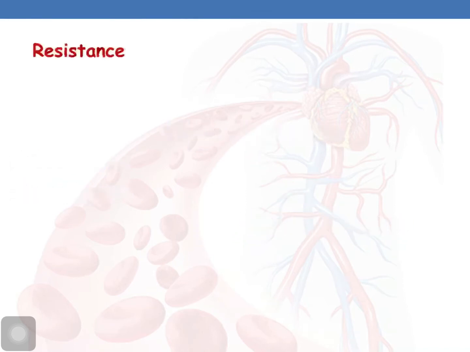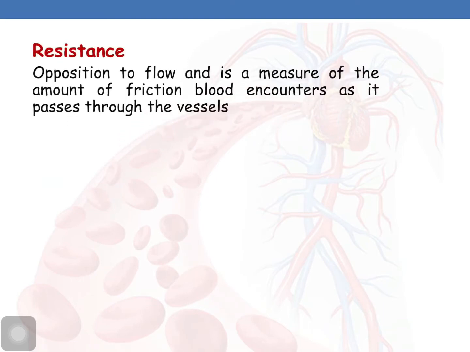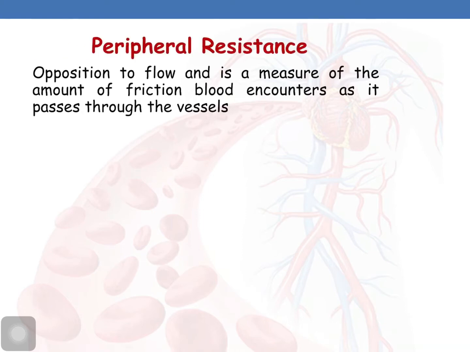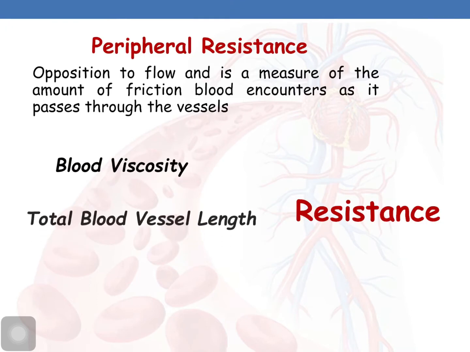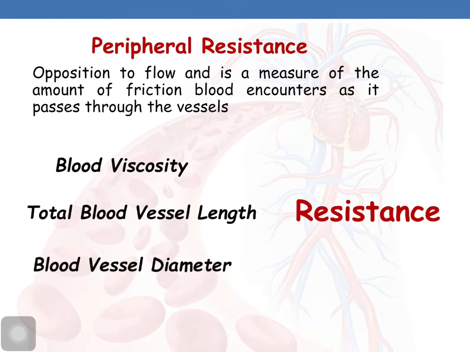Another factor is resistance. Resistance is defined as an opposition to flow and is a measure of the amount of friction blood encounters as it passes through the vessels. Because most friction is encountered in the peripheral or systemic circulation away from the heart, we generally use the term peripheral resistance instead. There are three important sources of resistance: the blood viscosity, the total blood vessel length, and the blood vessel diameter. Blood viscosity refers to the thickness or stickiness of a fluid.